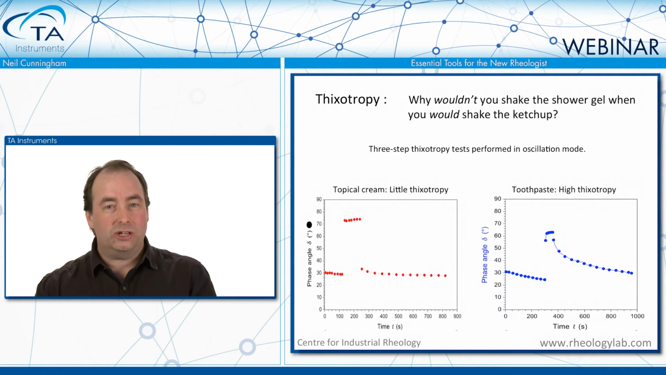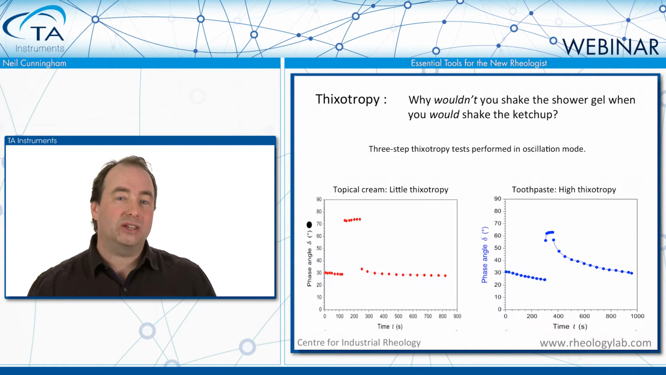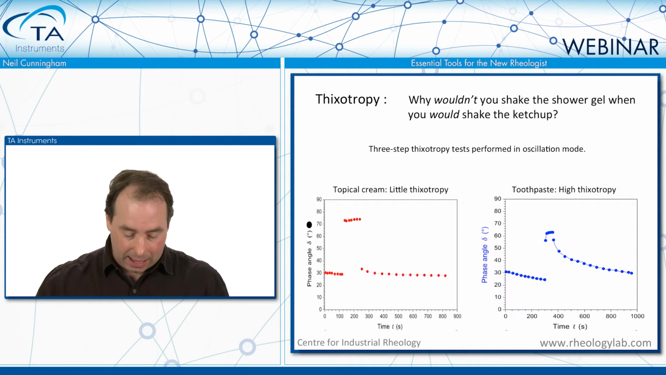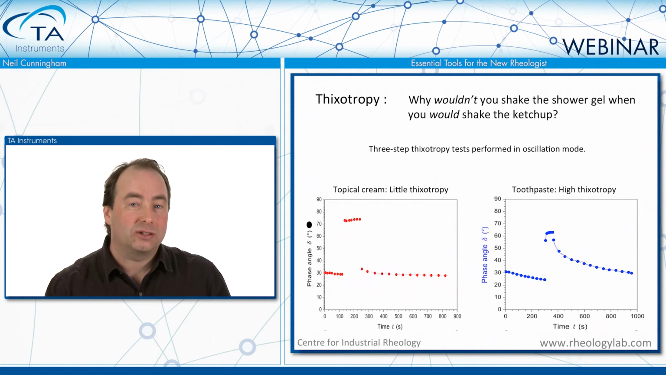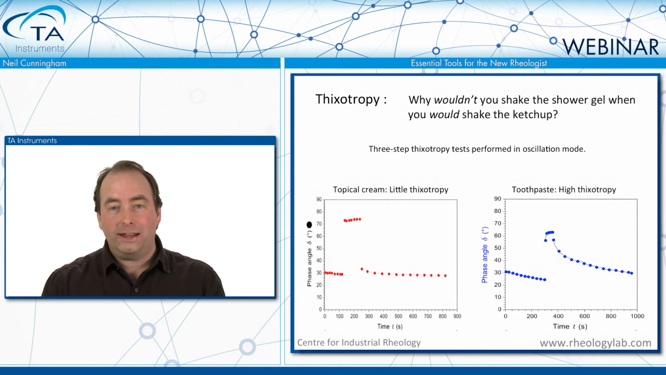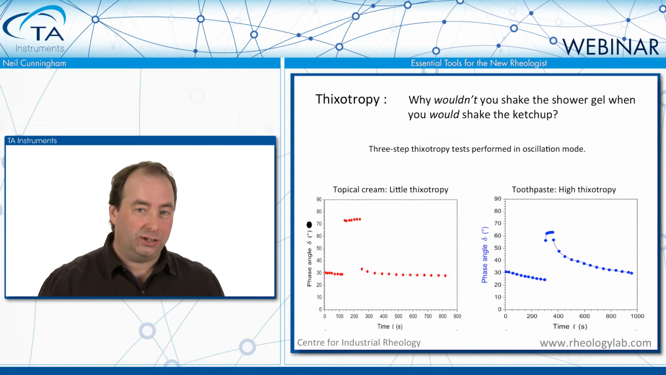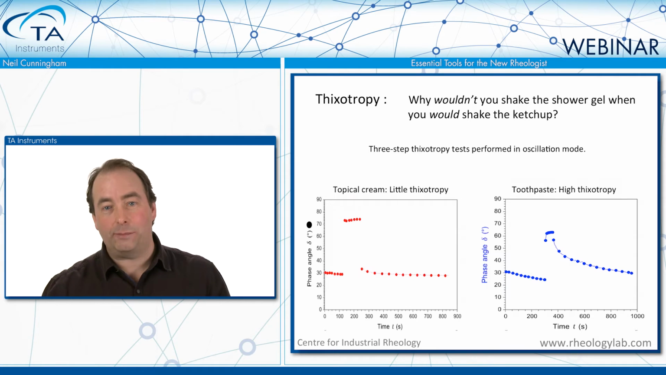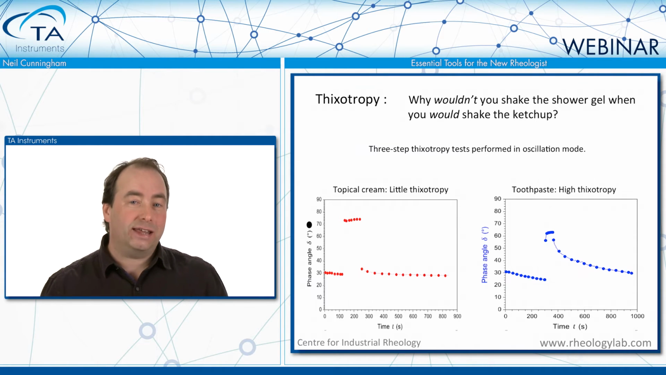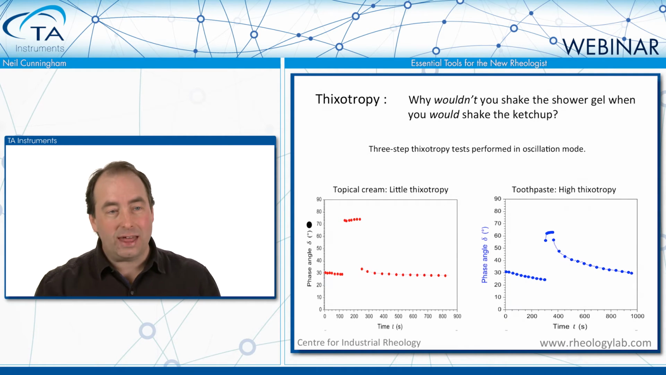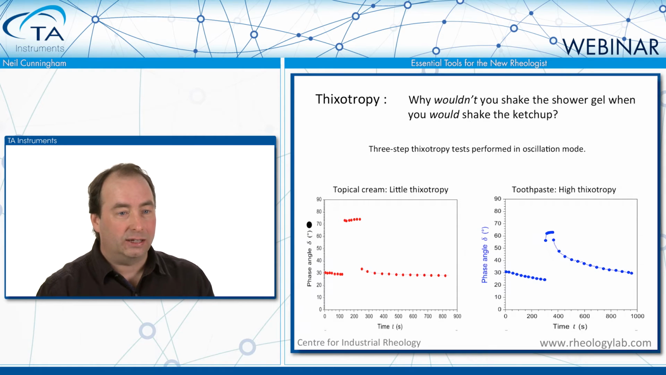One of the test methods that we can use on the rheometer for assessing thixotropy is three-step tests. A three-step test typically involves applying a gentle shear or gentle oscillation as a conditioning step, then applying a large shear or large amplitude oscillation as a breakdown step, and then going back again to the gentle conditions to look at the recovery. And we can see that in the two results here.